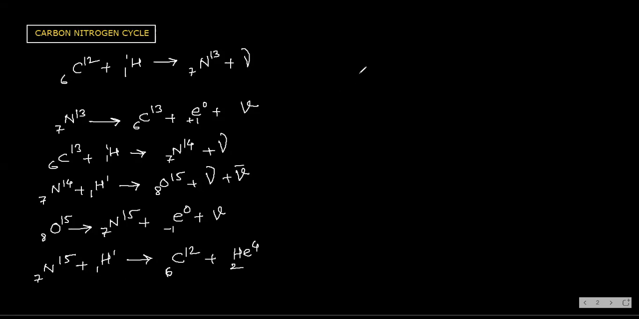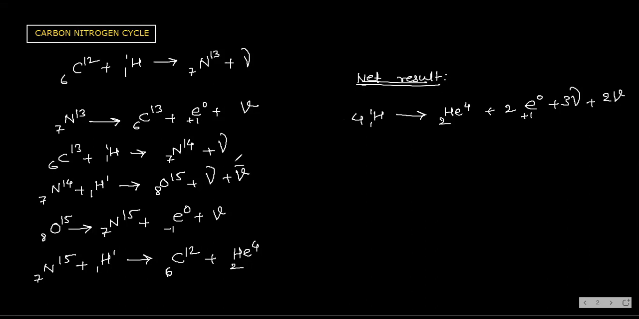And if we see the net result of this reaction, 4 proton gives you helium plus 2 positron plus 3 gamma particles plus 2 neutrino. You can see here. Okay, so note down this.